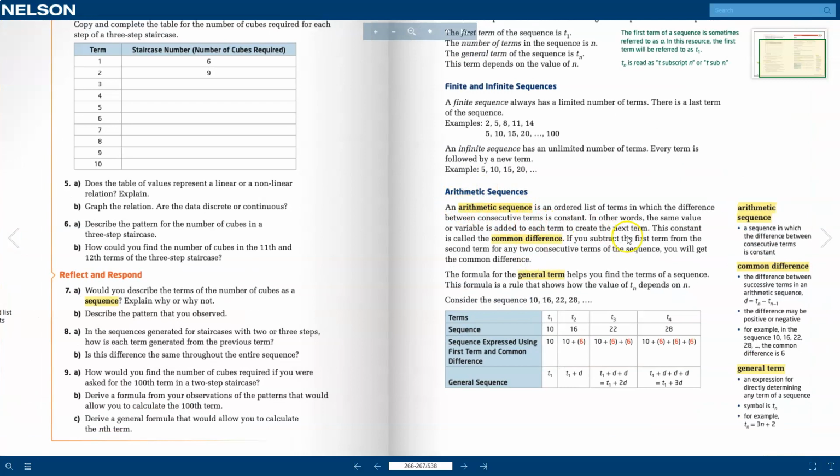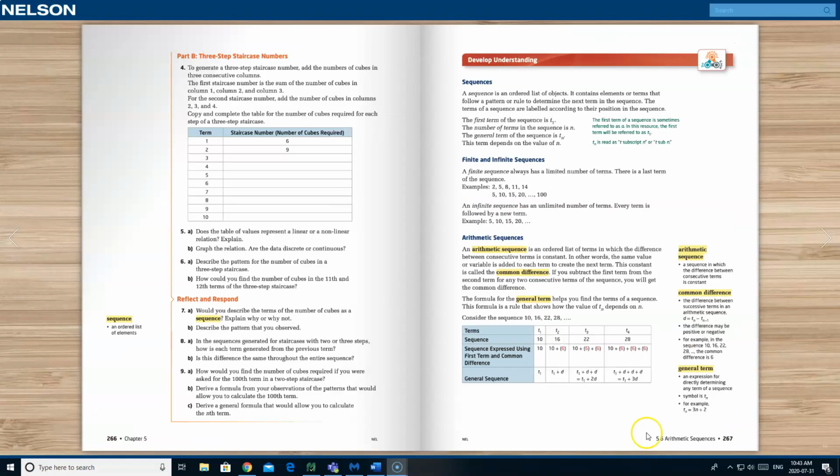So in an arithmetic sequence, again, we have our list, and the list is going up by a constant amount, and that constant amount is known as the common difference. The general term, T sub n, is the general term for what this value is. There's going to be an equation to calculate Tn, and we'll look at it in a bit. Down here, the general term is an expression for directly determining any term of the sequence. The symbol is Tn, for example, Tn equals 3n plus 2. This equation is saying that whatever term you're on, multiply by 3 and add 2 to give you the value of Tn. This will be a little more clear once we jump into some examples.